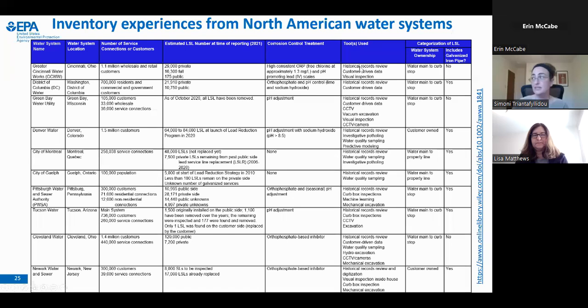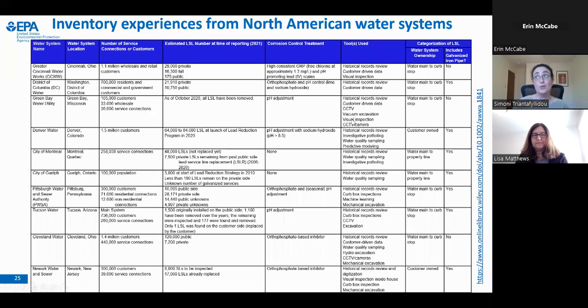That was kind of the first step. And after that, you can see different combinations of tools used by different systems. For example, if you look at the Canadian systems, which are in the middle of this table, the city of Montreal and the city of Guelph, you can see that they relied on water quality sampling. Interestingly, none of these systems have corrosion control treatment. So water sampling worked well for the purpose of lead service line identification.